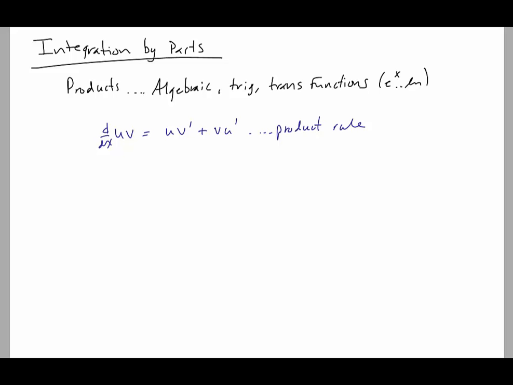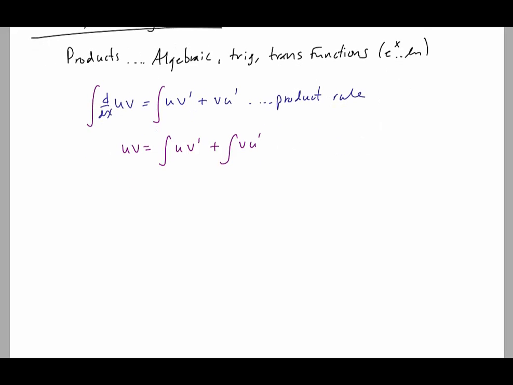Now, let's integrate both sides. If we integrate the derivative, we will get the function itself back, so this would be uv right back. And then we have the integral of the sum as the sum of the integrals of uv prime and vu prime. If we apply some common notation, this would look like uv equals the integral of u dv, instead of v prime I'm just using dv, plus the integral of v du, just as a common way to write u prime.